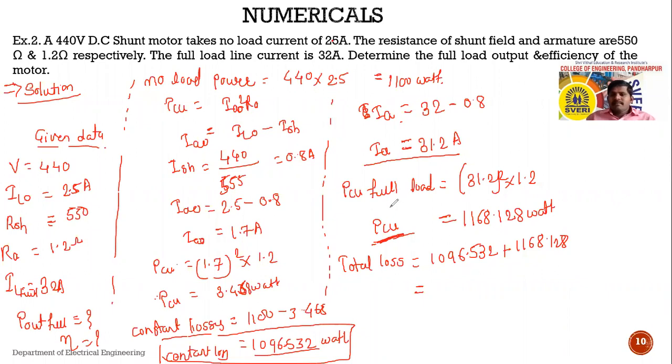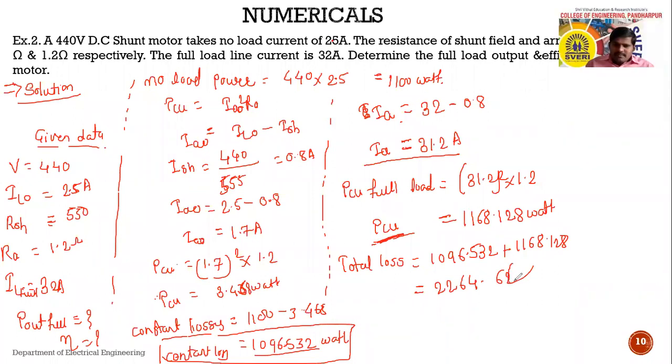किती येते? 2264.66, sir. Okay, it is in watt. That is total losses. Total losses आहेत आपल्याकडे.